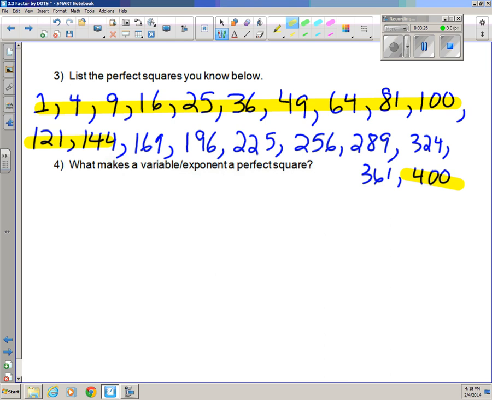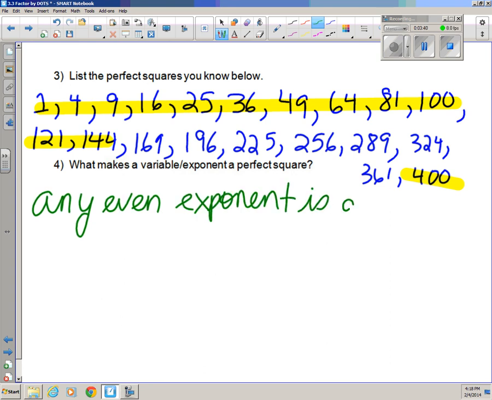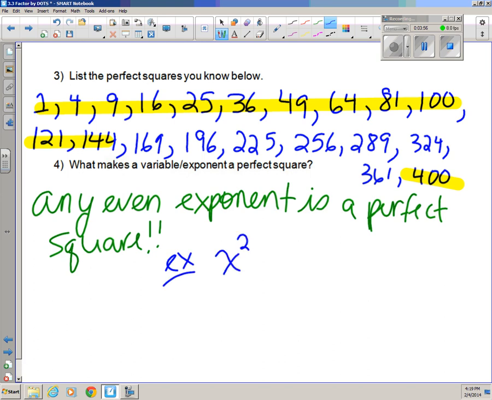So those are numbers. When you're dealing with variables, what makes a variable and its exponent a perfect square? The idea is that any even exponent is a perfect square, because all you have to do is cut that exponent in half, and then you've taken the square root of it. So basically, if you think about some examples, x squared is a perfect square because 2 divided by 2 is 1. 2 cut in half is 1, equals x times x.